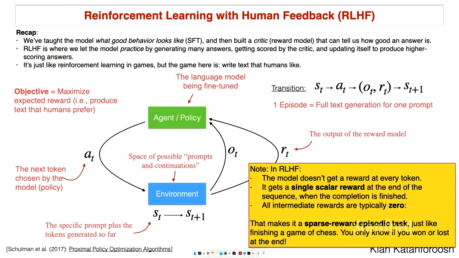And so again, going back to making good sequences of decisions, that's exactly it. You want the model to make enough good sequences of decisions so that the response is preferred by the critique, which represents a proxy to the human preferences. So all intermediary rewards are typically 0, and that makes it a very sparse reward episodic task, just like a game of chess where you only get a reward when you finish, assuming you're not defining intermediary rewards. So you only know if you did well at the end, and you have to then use that information to update your network and get a better proxy for it.